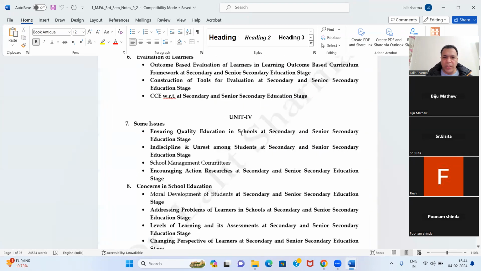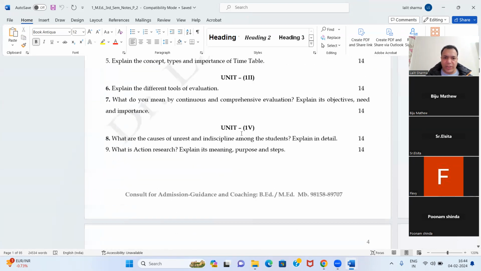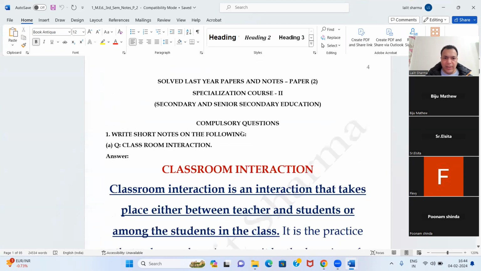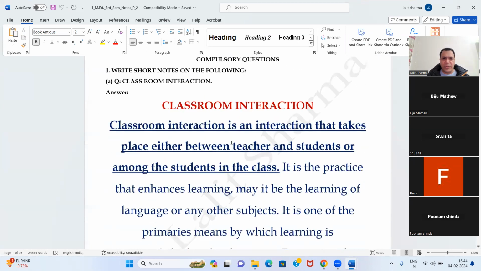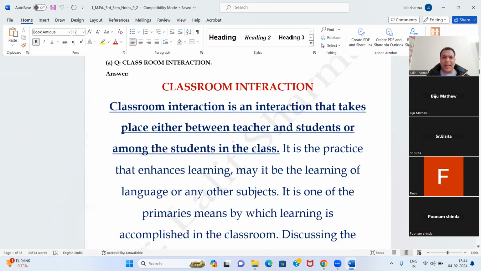The first question was classroom interaction. This is the first question in the last year paper. So now we understand what classroom interaction is. Classroom interaction is an interaction that takes place either between teacher and student or between the students. This is the most important classroom interaction.